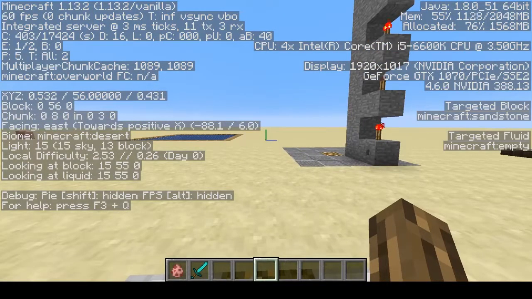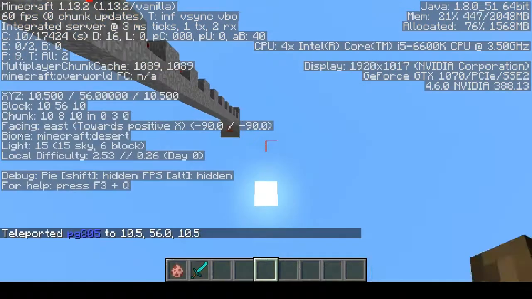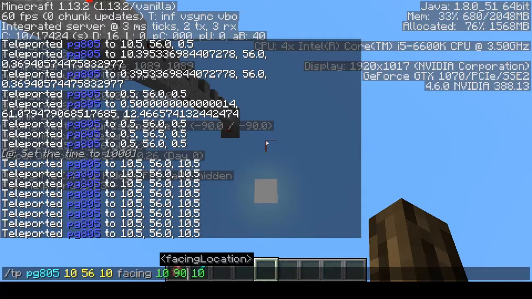Now this last argument also comes in a few other forms. You can use it knowing exactly where they want to face, but if you may not know that, you can also just have them be facing a certain block. How you do that is you do facing, and then you type in another set of coordinates. So let's say I want to be looking straight up, but I don't know about X and Y rotation. I would do 10, 90, 10. And look at that, I'm looking straight up because 10, 90, 10 is directly above me.